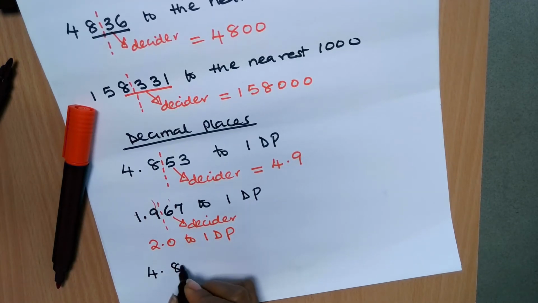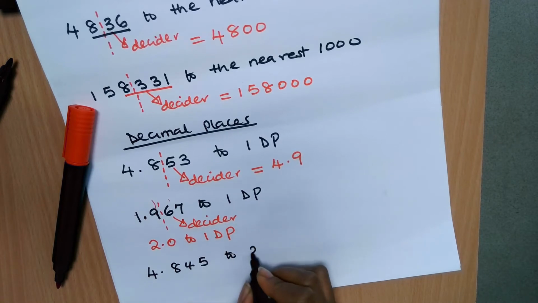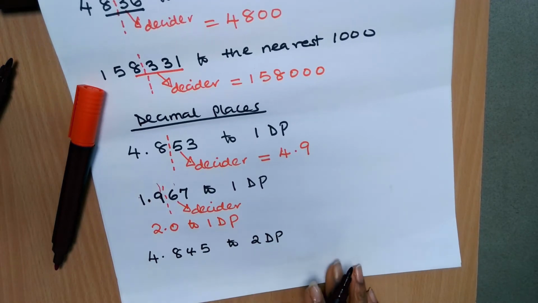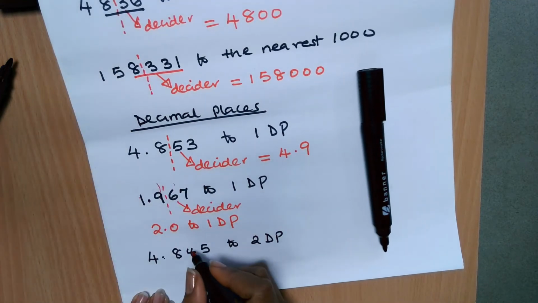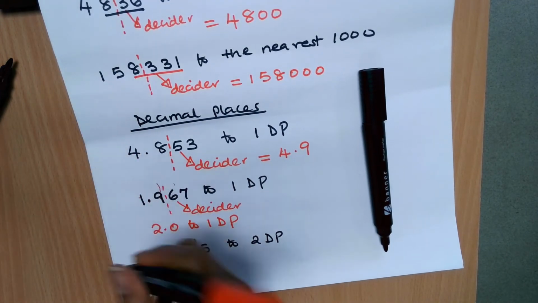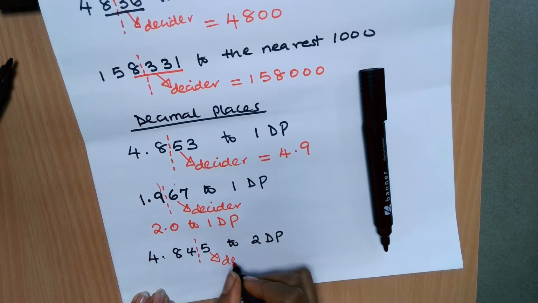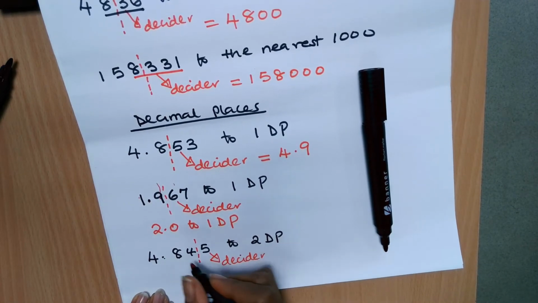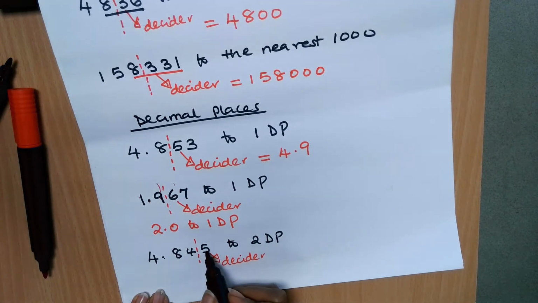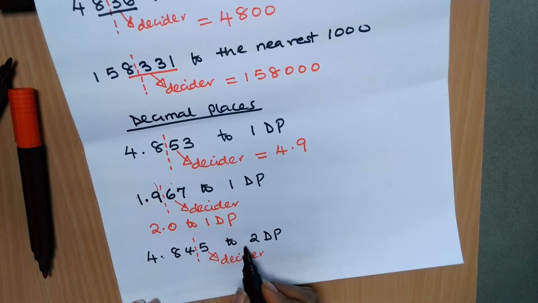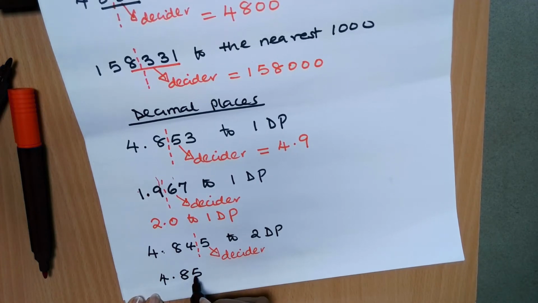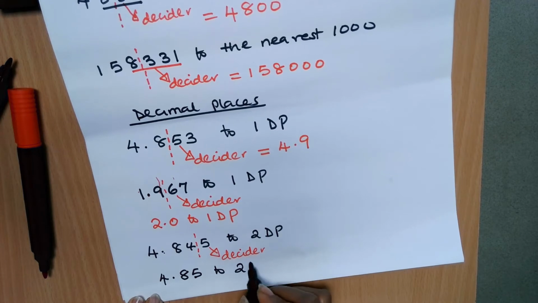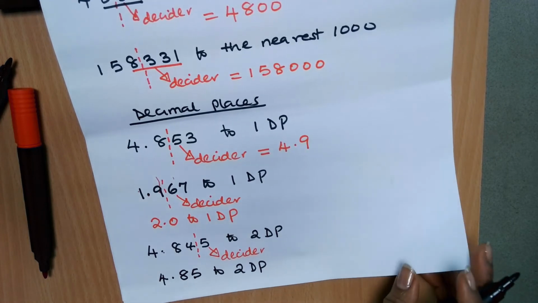Rounding 4.845 to 2 decimal places. So we're counting 2 digits after the decimal point, 1, 2. Then we put our dotted lines here. This becomes the decider, so this decides what happens to the 4. Because it's 5, we're going to round up. So to 2 decimal places, we've got 4.85 to 2 decimal places. Right?